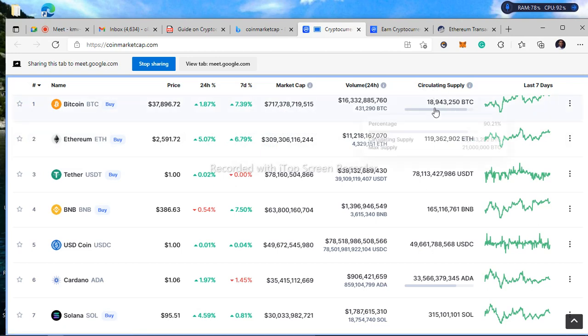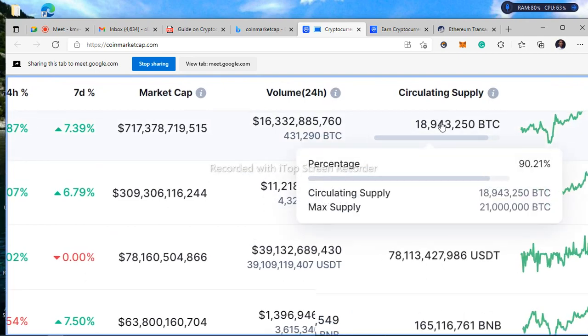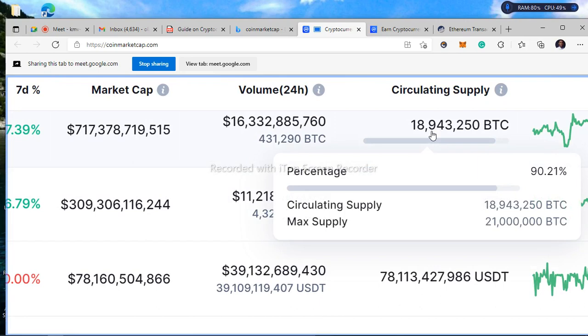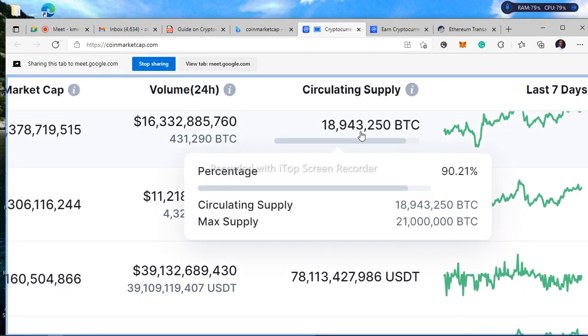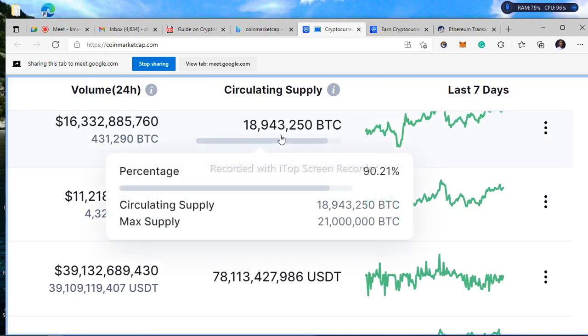And the circulating supply, you can see circulating supply is 18 million. Hope you can see the screen. Circulating supply is 18 million, while the max supply is 21 million, just like I told us earlier. So far, 90% has been mined. 90% of Bitcoin has been mined, and this is the percentage that is in circulation till date. So it can't go beyond 21 million.